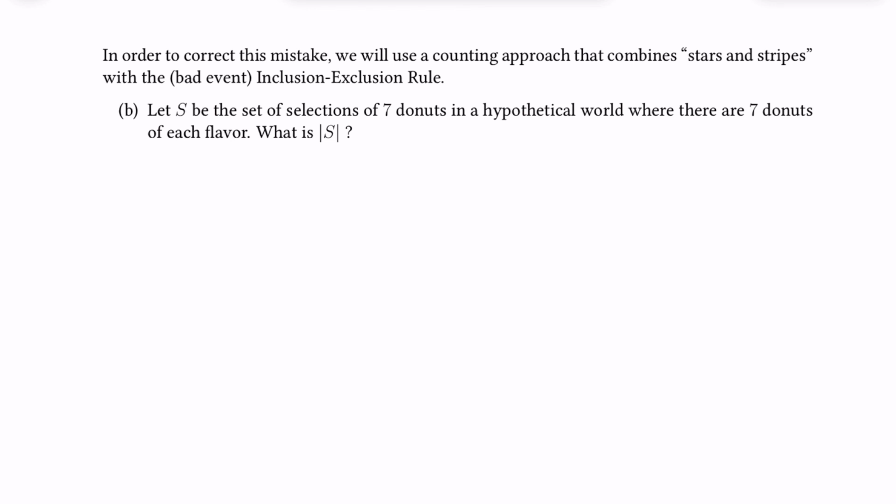We're going to combine the stars and stripes method with the inclusion-exclusion rule. So let S be the set of selections of 7 donuts in a hypothetical world where there are 7 donuts for each flavor. So we're no longer restricted like we were in the last problem. What is the size of S? Take a second, work it out.